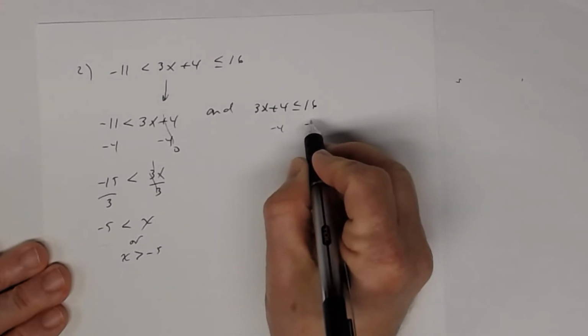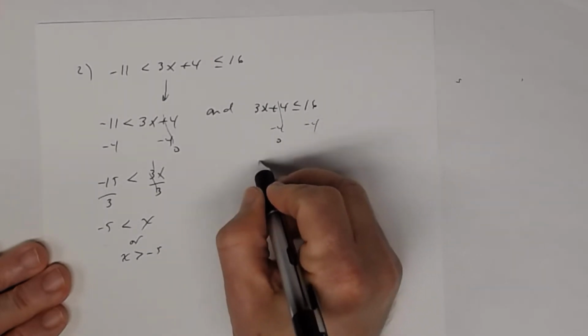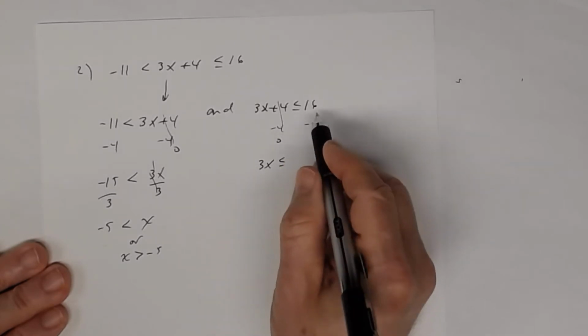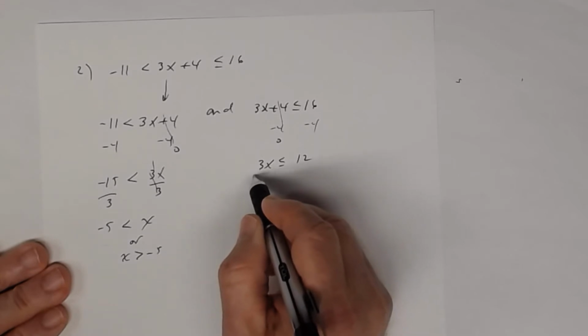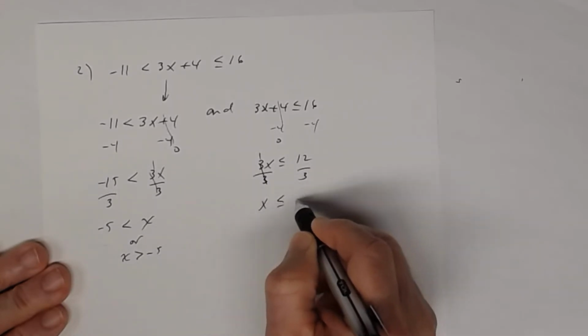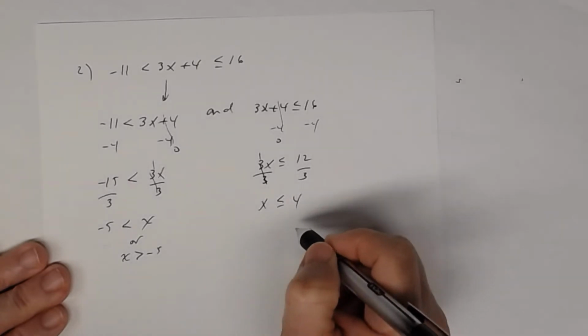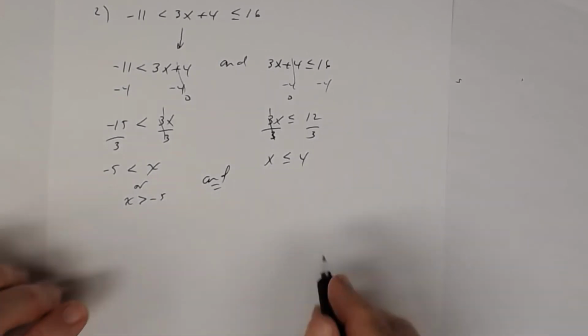Let's subtract 4 from both sides. And so the 4's cancel to 0. So I get 3x is less than or equal to 16 minus 4, which is 12. To get x by itself, we're going to divide both sides by 3. And so I get x is less than or equal to 4. All right, now remember, that's an and statement, right? That's an and statement. So what that means is this.